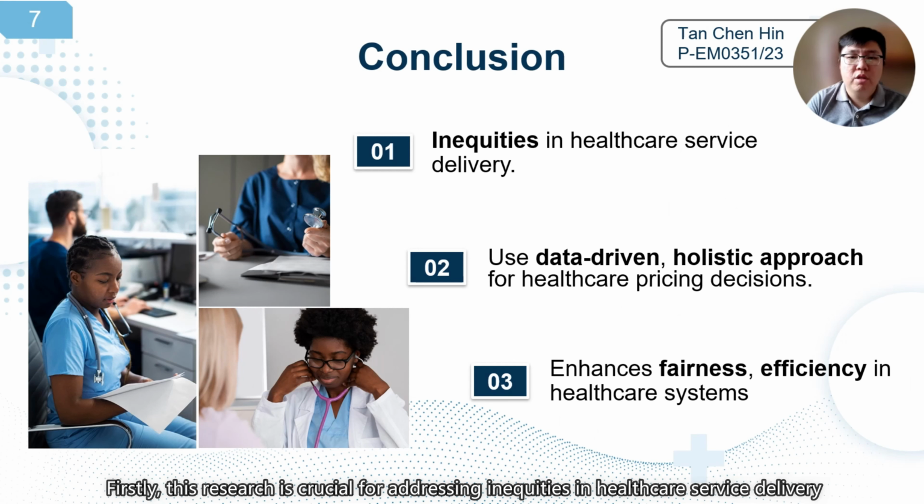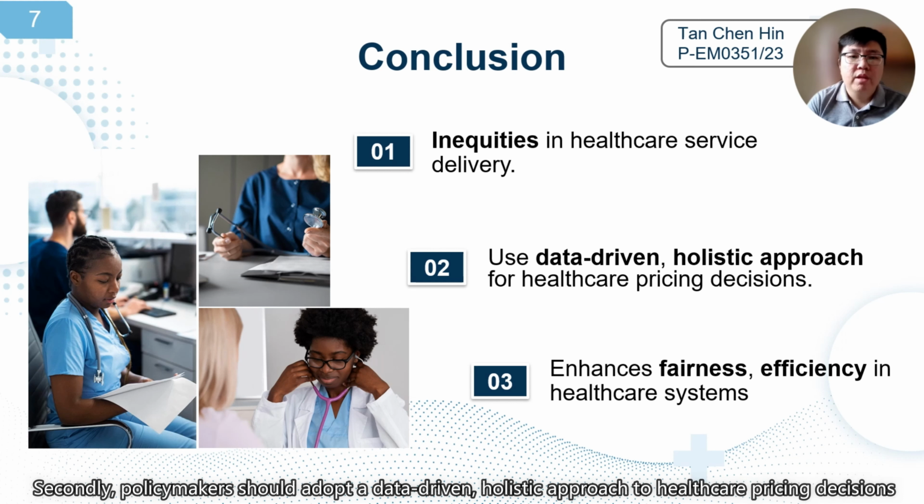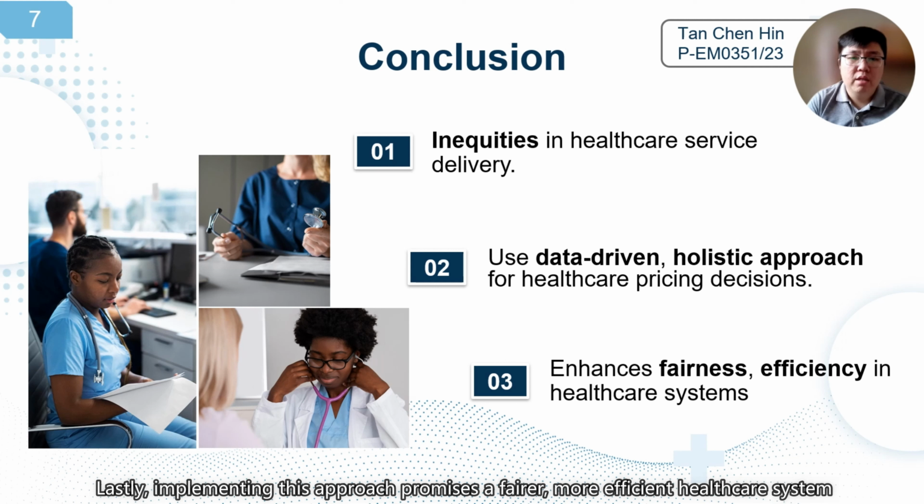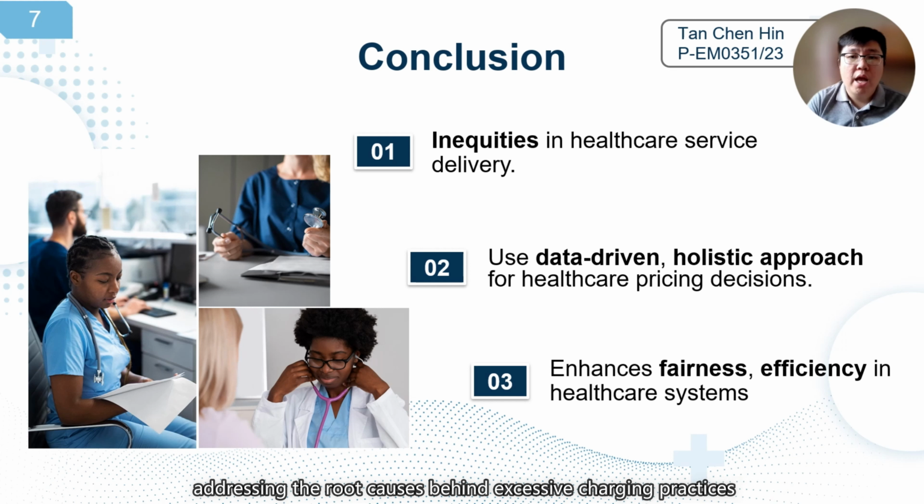Firstly, this research is crucial for addressing inequities in healthcare service delivery. The predictive model revealed that billing patterns serve as significant indicators, while socioeconomic and demographic factors also play important roles. Secondly, policymakers should adopt a data-driven, holistic approach to healthcare pricing decisions, considering factors beyond just the medical procedures themselves. Lastly, implementing this approach promises a fairer, more efficient healthcare system, addressing the root cause behind excessive charging practices.